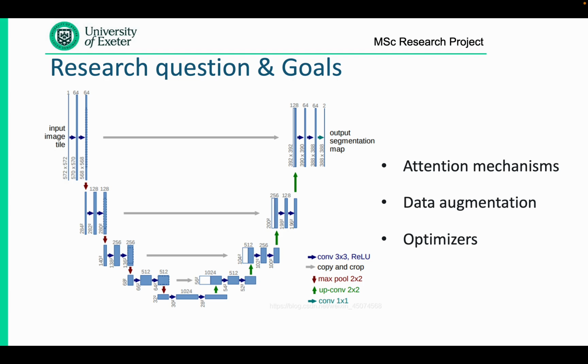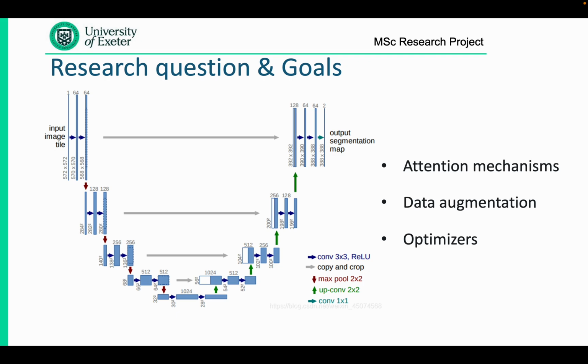On the right side of the U is the expanding path. We also call it the decoder. It performs upsampling through 2x2 transposed convolutions, which halve the number of feature channels but double the spatial dimensions. At each step, the upsampled feature maps are concatenated with corresponding feature maps from the contracting path. This skip connection helps the model keep high-resolution features that were lost during downsampling.